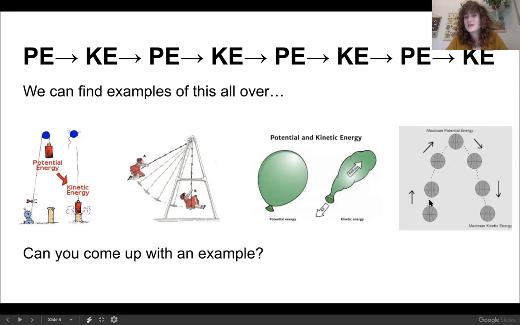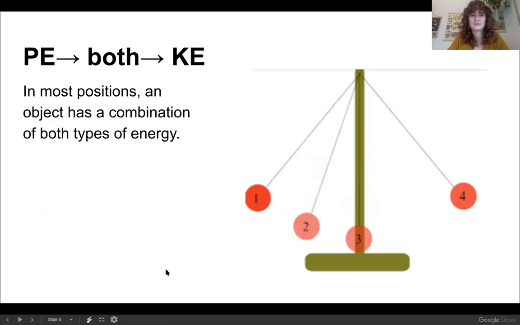Another example is a bouncing ball. At the top of its bounce, it has gravitational potential energy, and then it's moving, kinetic energy, and then it bounces back up and goes through it again. You can probably come up with a few examples of your own.